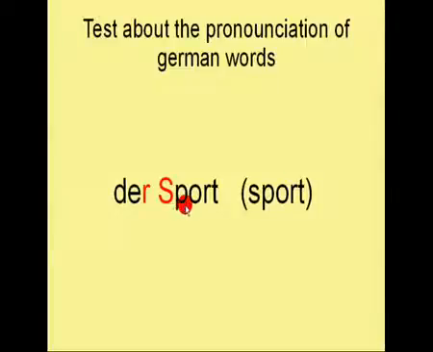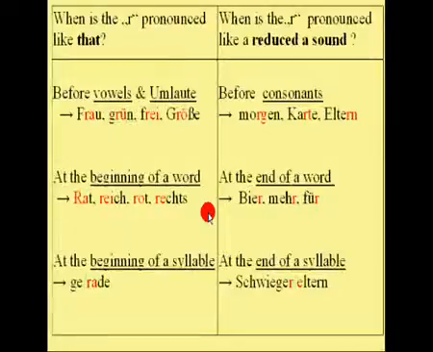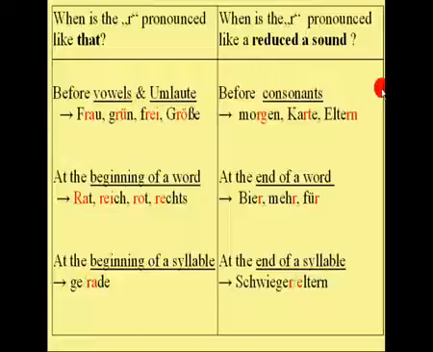The P is pronounced like in German, the O is pronounced like in German, but then again the R is never pronounced like in English. And then again here is the question, how is it pronounced, in which way? Because if you remember from my other videos, the R can be pronounced in two different ways. So how is it pronounced in this case? In this case, it's at the end of a word, and therefore it's pronounced like a reduced R sound.